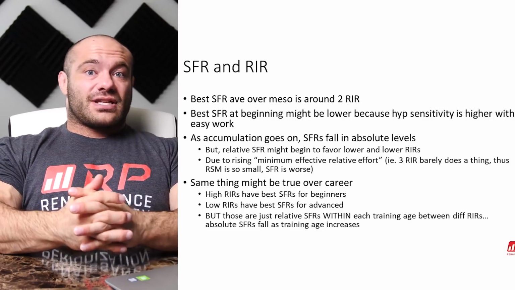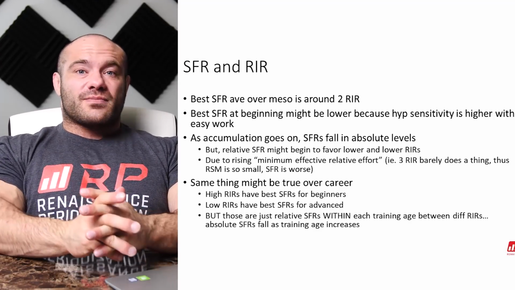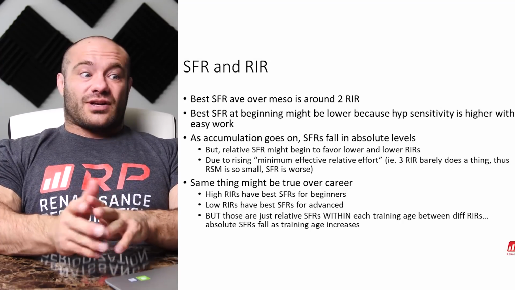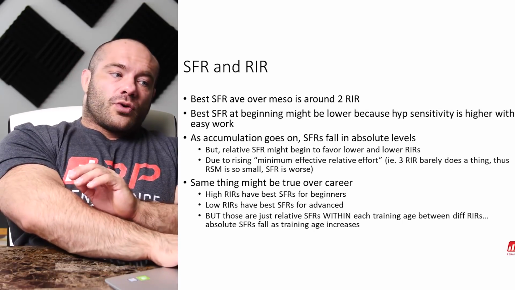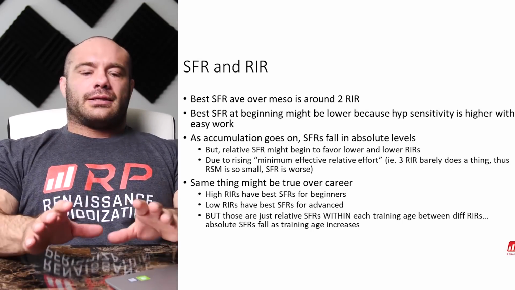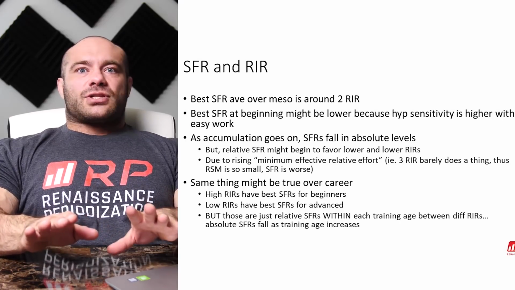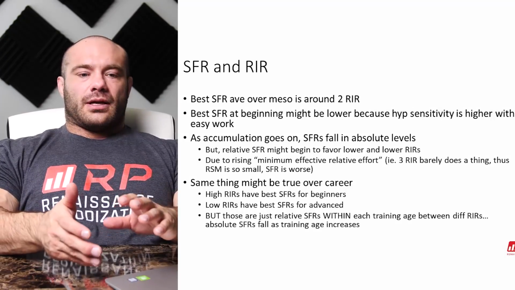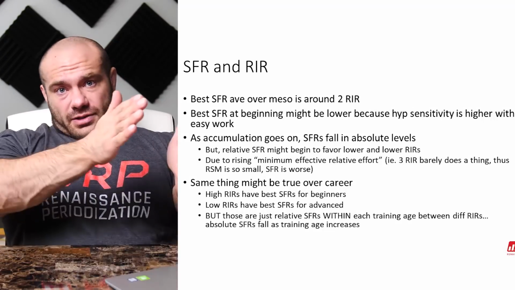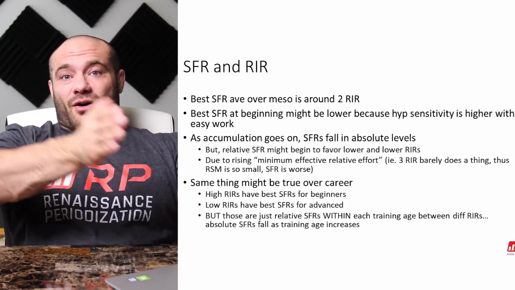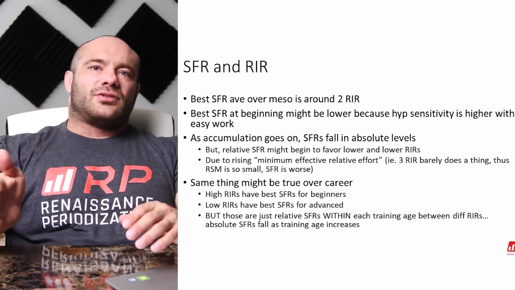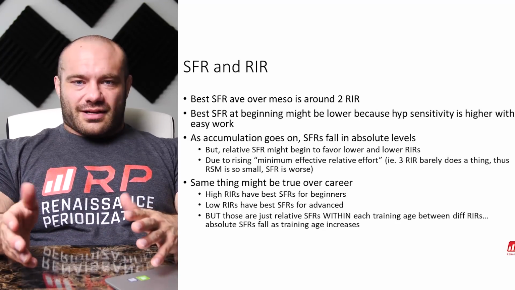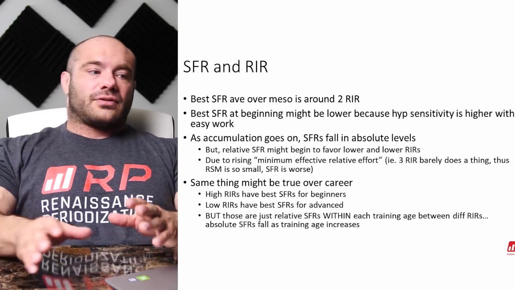Your best stimulus to fatigue ratio is almost always found in your first microcycle of an accumulation, not in the second, certainly not in the fourth or fifth or sixth. That's when it's really, really bad. So a huge point is that on an absolute level, if you just calculate the raw number of SFR, the stimulus to fatigue relationship, the absolute level of SFRs falls from microcycle 1 all the way until you have to deload. Usually you deload when the SFR has fallen so much that it's almost not even productive to keep training, right? So that's definitely a thing that absolutely happens.